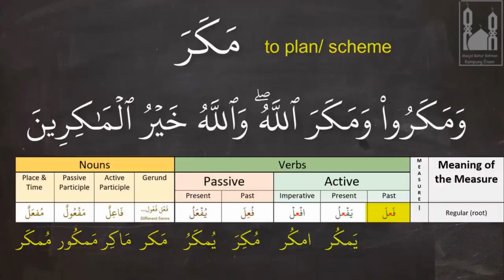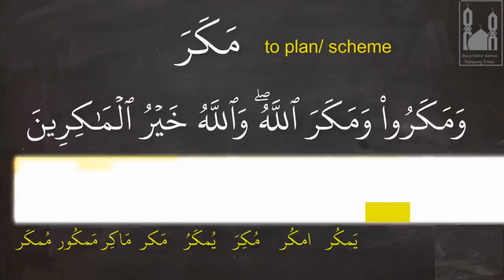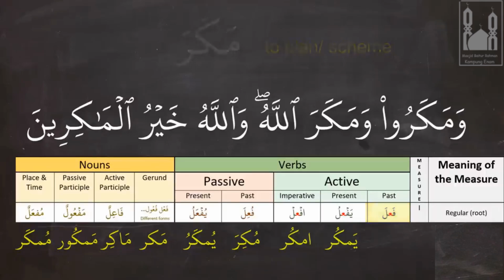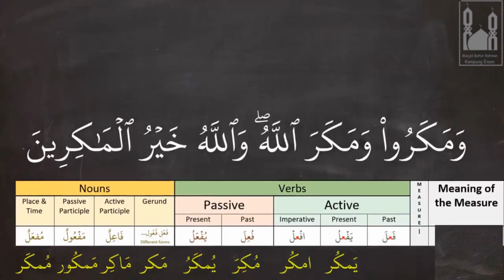So just by knowing the meaning of the root of the verb and knowing which measure it belongs to, we knew the meaning of all of these words that belong to the same root. Now let's find out if this information was of any use to us when we want to analyze an ayah in the Quran. Now here we see the first word, which is makaru.